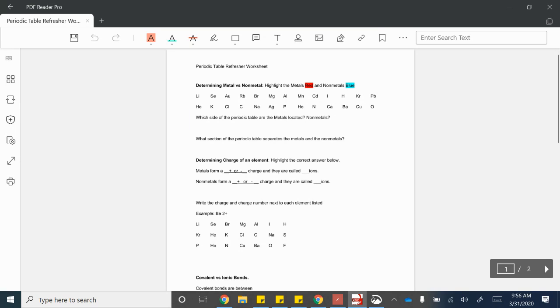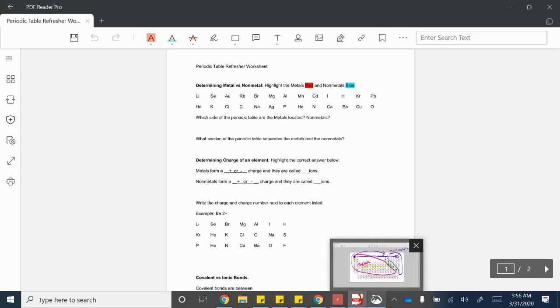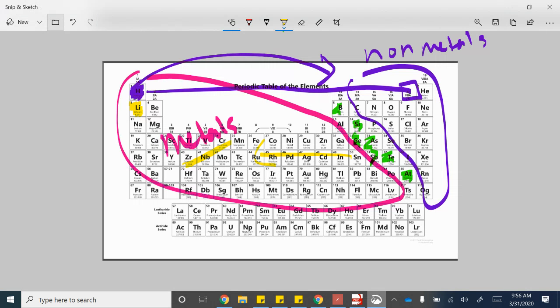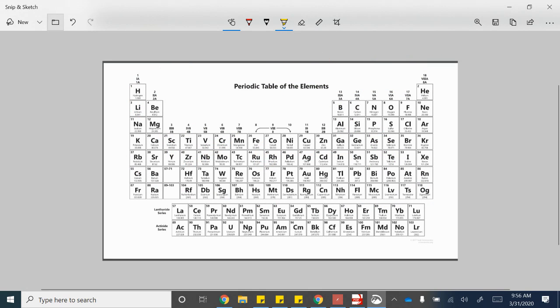Determining charge of an element, highlight the correct answer below. So do metals form a plus or a minus charge, and what are they called? And then same thing for nonmetals. So let's look back over here. So we know our metals are on the left and our nonmetals are on the right. Let me get rid of all of this writing really quickly. And let's talk about how we determine when elements have a charge.